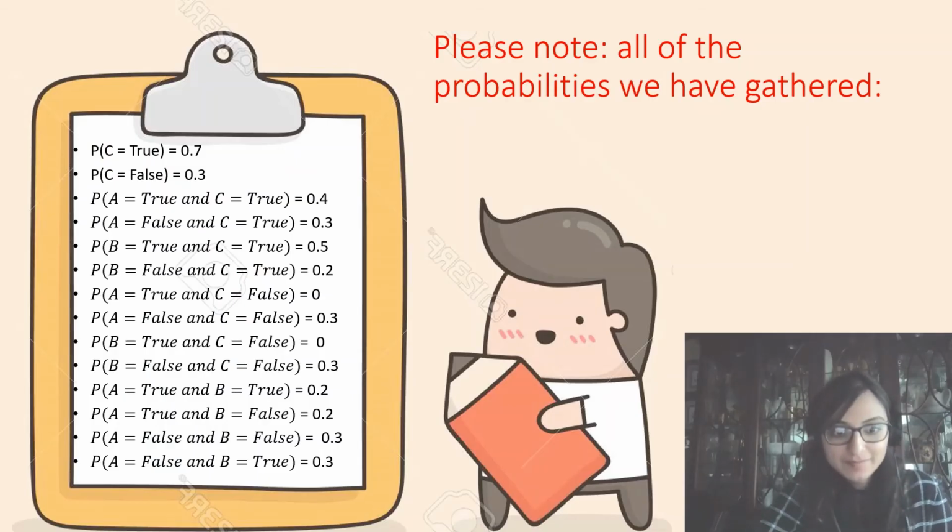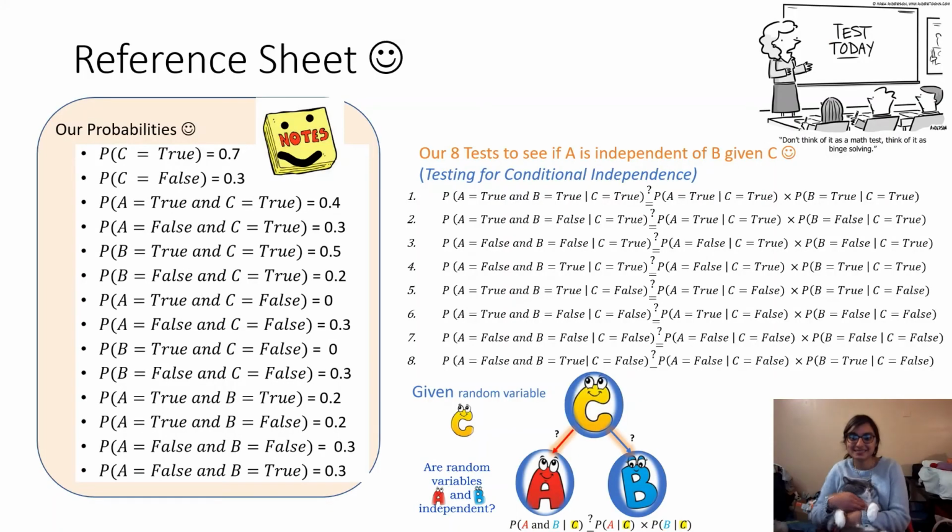So these are all of the probabilities that we have gathered through our analysis. We will be using this to understand the conditional independence and see if A and B are conditionally independent given C. Or in other words, is A conditionally independent of B given C? So this is what we have as the probabilities that we've calculated, and this is our arsenal of values.